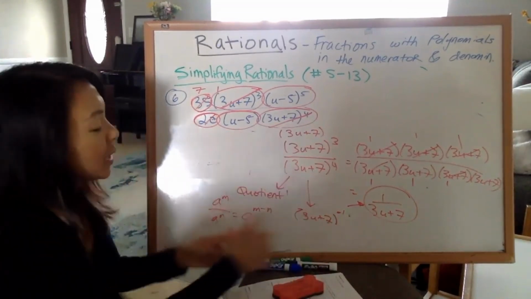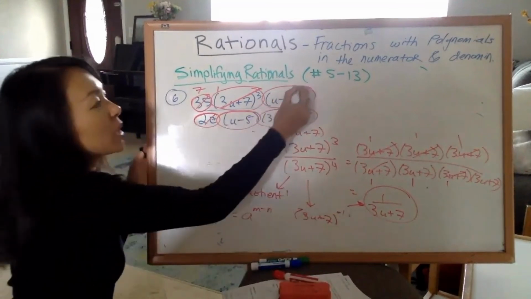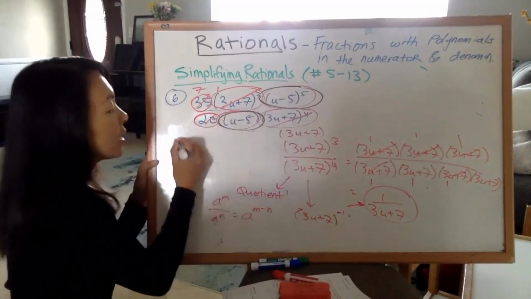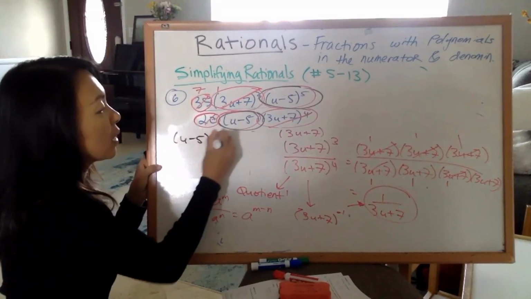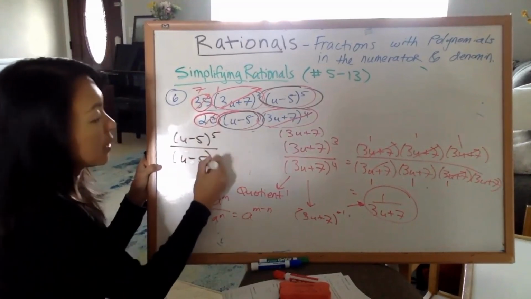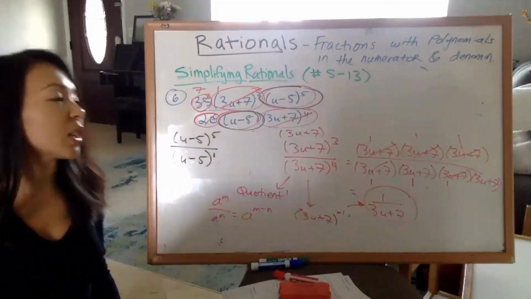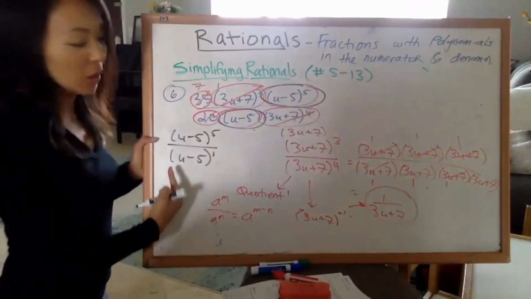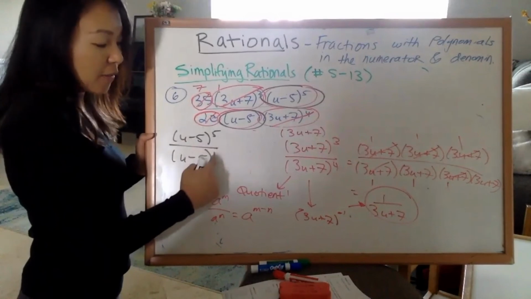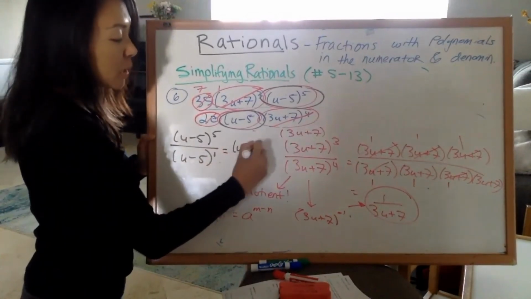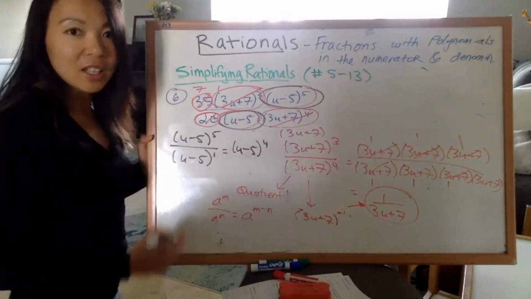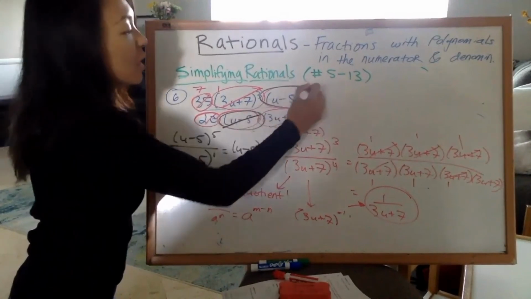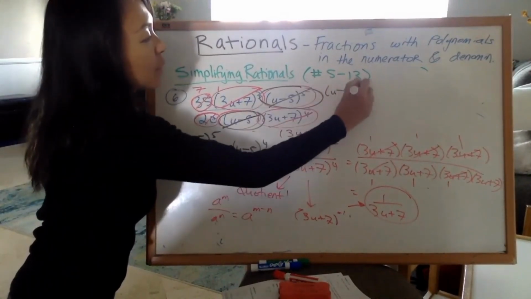And then last but not least, let's look at the u minus 5. Sorry, this is getting kind of messy. When I look at the u minus 5 here, I see u minus 5 to the 5th over u minus 5, and it's just to the first power, right? Again, I'm not going to write it out like I did before. I'm going to use the quotient rule to simplify this. 5 minus 1 will give me u minus 5 to the 4th power. So this cancels out, and I end up getting u minus 5 to the 4th.